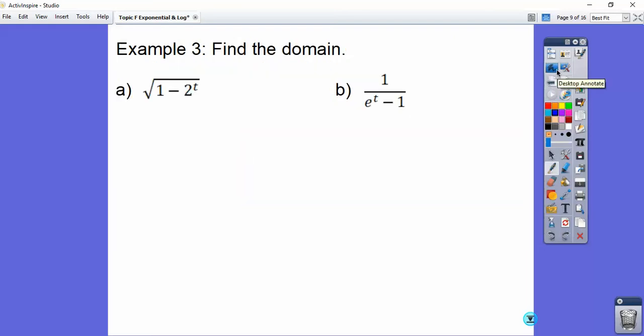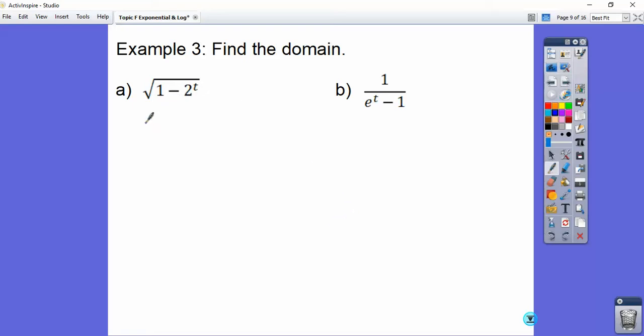Let's say I gave you an expression with an exponential in it and asked you to find the domain. So we've done domain problems. We have rules for our domain. We know if it's a fraction, the denominator can't be 0. If it's an even radical, so like a square root, a fourth root, whatever's underneath has to be greater than or equal to 0. If it's a logarithm, the argument has to be positive.